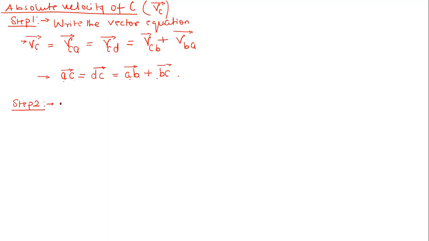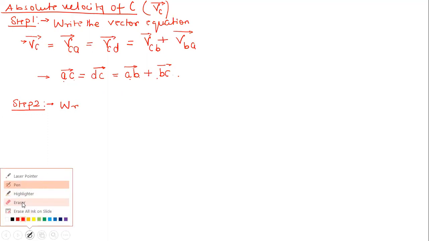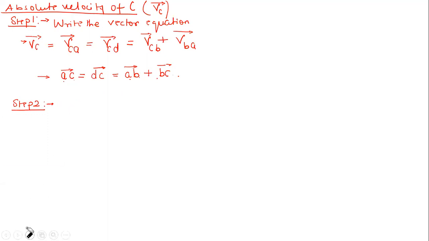So first of all, here draw the vector which is completely known to us. First of all, this is very important. In the first step, we will draw that vector which is completely known to us. So can you tell me which vector is completely known to us?